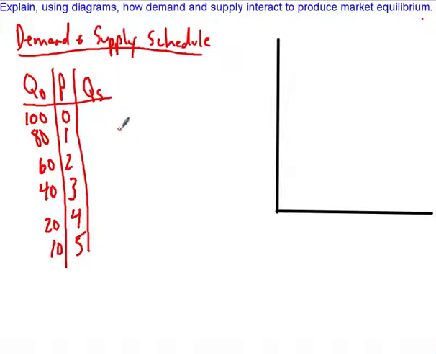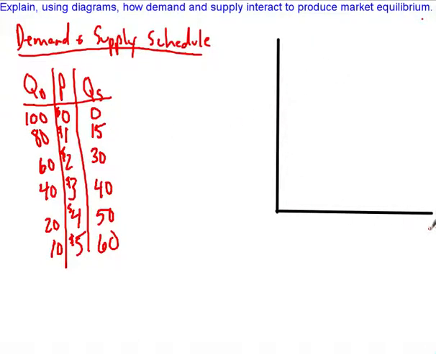The quantity supplied at a price of 0: nobody's going to supply anything. At a price of $1, let's say they'll supply 15. At a price of $2, they will supply 30. At a price of $3, they'll supply 40. At a price of $4, 50. And $5, 60. Remember, this is dollars. Let's put that in real quick. All right, so those are dollars.